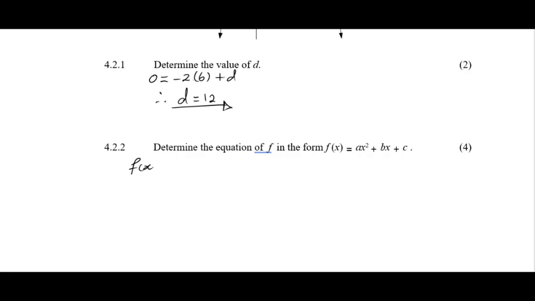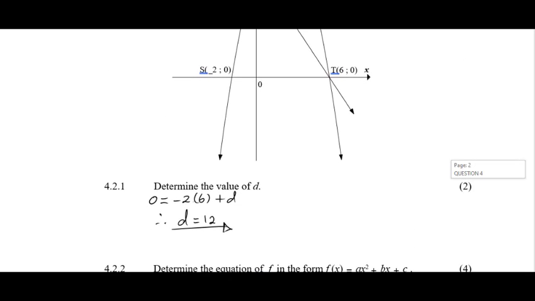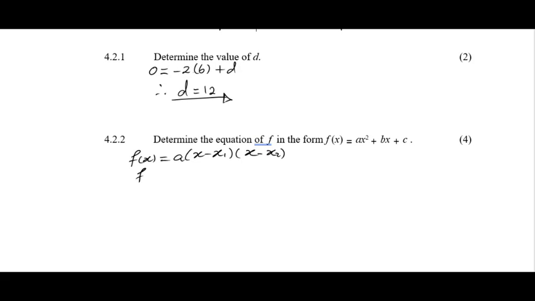Futhi kuzobe f at x equals to a into x minus x1 into x minus x2. And then u-x1 nalo x2 ama-x-intercept asuke etholakala kule graph ka-f. So i-x-intercept yokuqala negative 2, x-intercept sesibili 6. And then sengiyabhala ngasho ukuthi f at x is equals to a into x, negative 2 so kuzoba plus 2, u-6 should kuzoba minus 6.